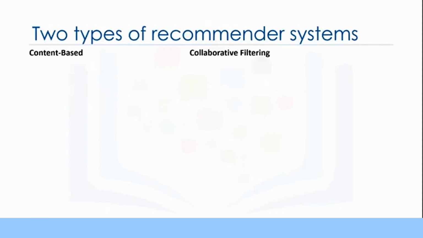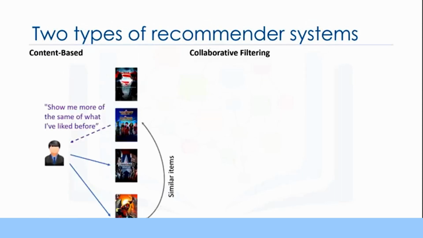There are generally two main types of recommendation systems: content-based and collaborative filtering. The main difference between each can be summed up by the type of statement that a consumer might make. For instance, the main paradigm of a content-based recommendation system is driven by the statement, "Show me more of the same of what I've liked before." Content-based systems try to figure out what a user's favorite aspects of an item are and then make recommendations on items that share those aspects.